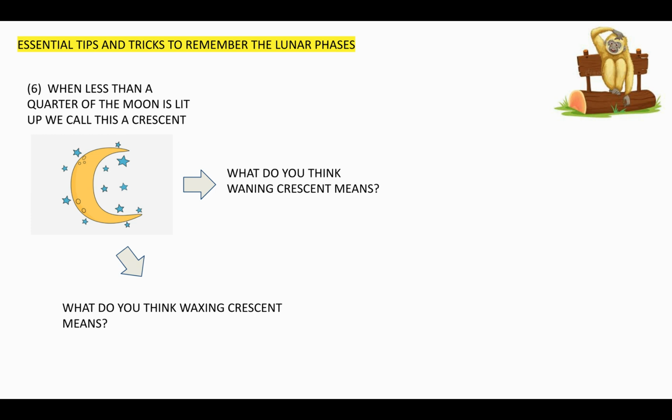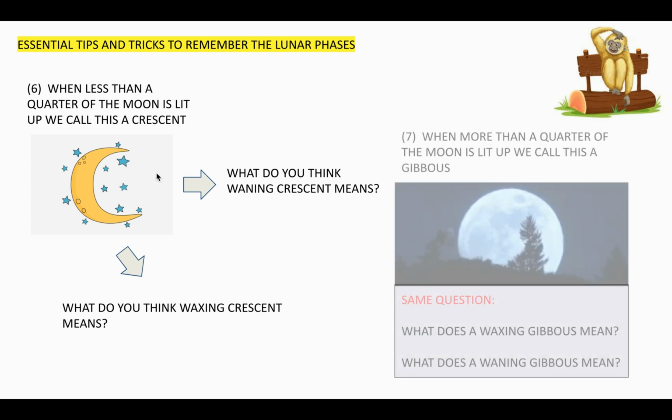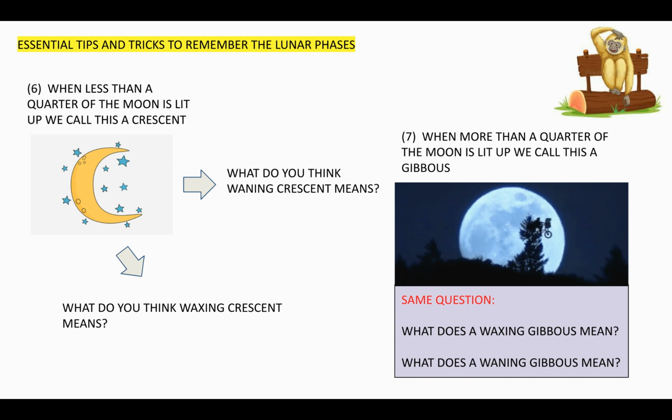The waxing crescent means that the crescent here, which is this light reflection from the moon, is getting bigger. So the waxing crescent means that as the days go on, more light is going to be reflected. The waning crescent, though, means that less light is going to be reflected over a period of time until eventually the moon is in complete darkness. So that's the next thing.